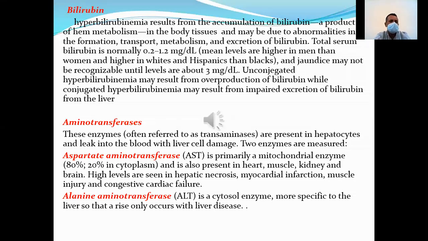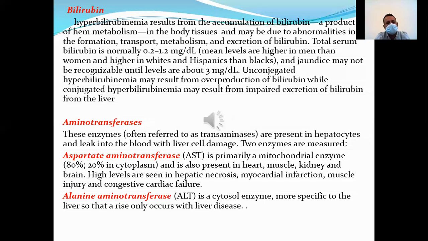The aminotransferase enzymes. These enzymes, often referred to as the transaminases, are present in the hepatocyte and leak into the blood with liver cell damage. So when there is liver cell damage, it leads to discharge of these enzymes into the serum, and they are then detected by the test, indicating there is liver cell damage.